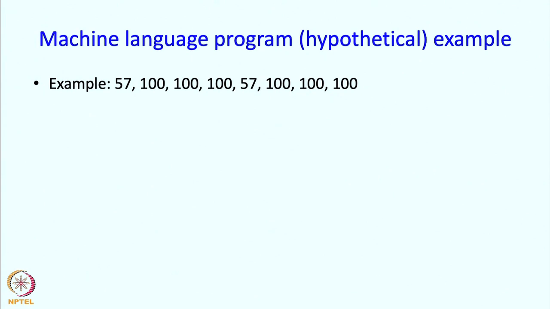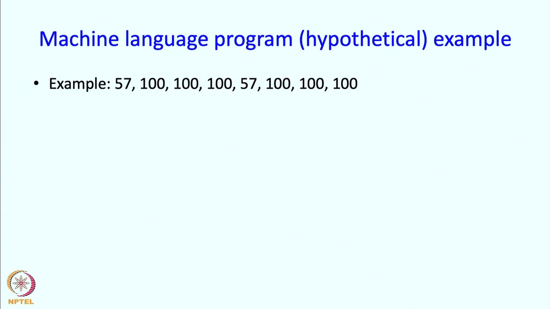Okay, so I gave you an example of a machine language instruction. Now I am going to give you another hypothetical example, this time of a machine language program. Here is a really simple machine language program. It only contains two instructions. The first instruction is 5700-100 and the second instruction is also 5700-100-100.